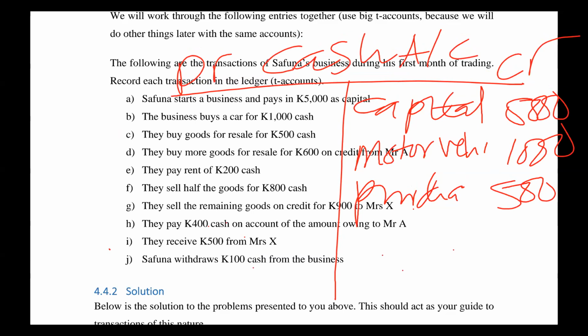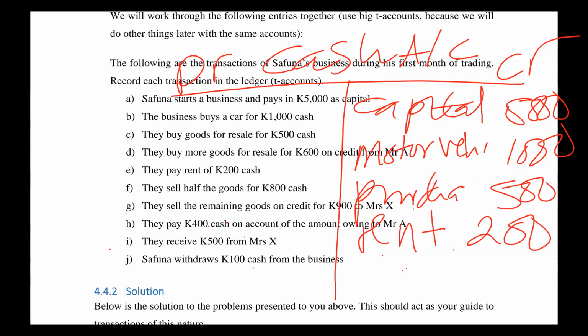They pay rent of 200 kwacha cash. Okay, thank you. What is happening with the cash account? Anybody? It's giving. Okay, so the cash account is giving to which account? The cash account is giving to the rent account, all right? It is giving to the rent account.